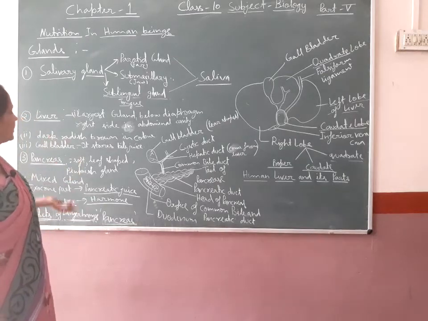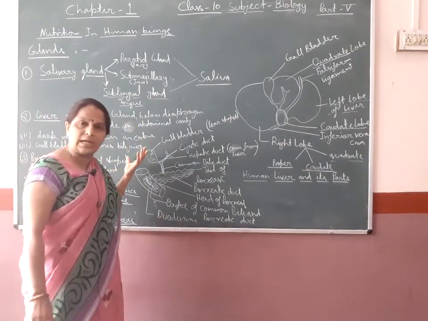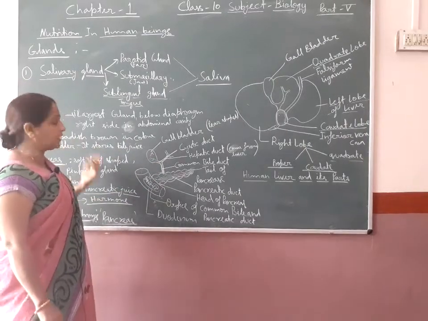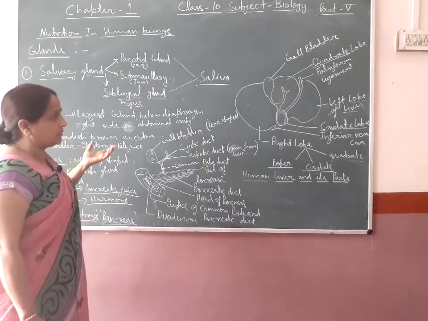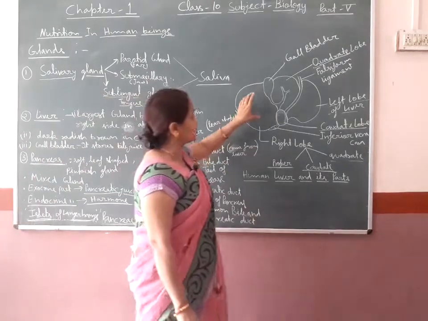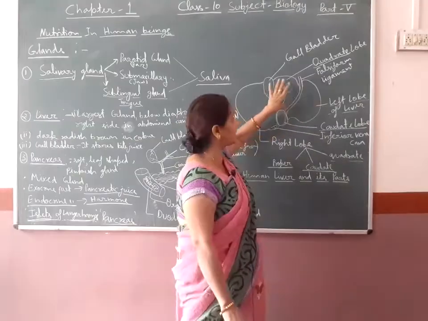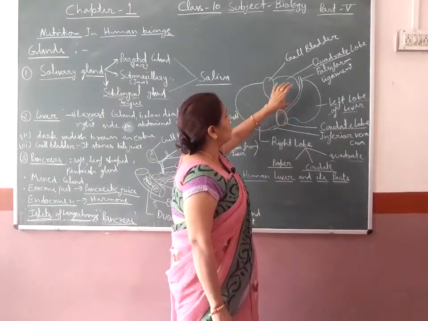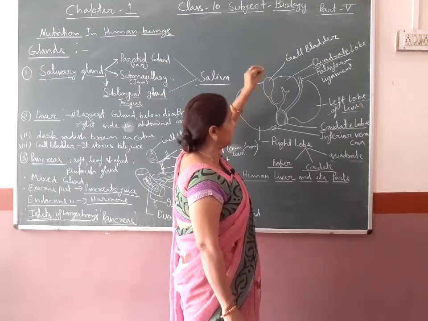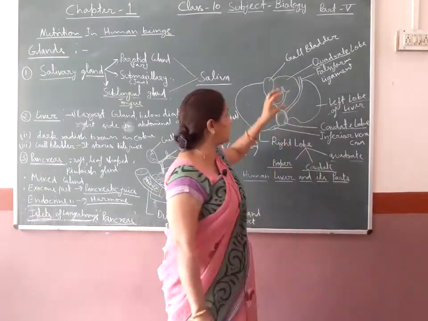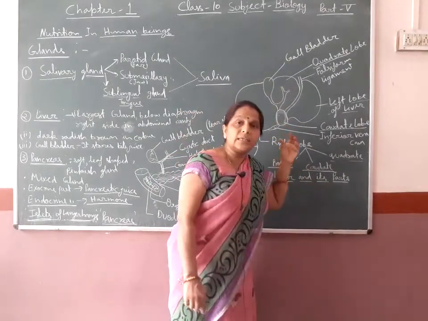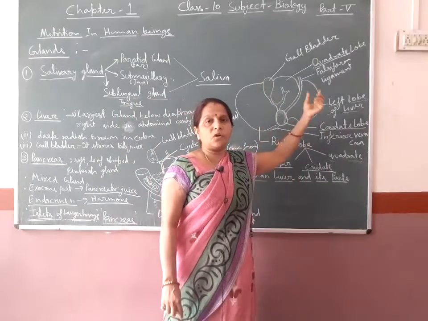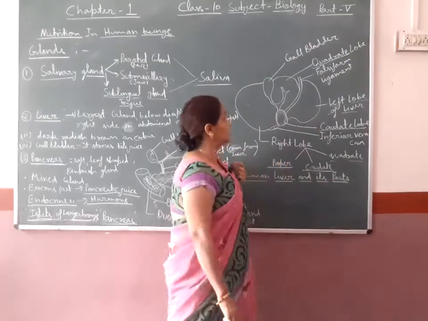The liver is the largest gland and it is present below the diaphragm, on the right side of the abdominal cavity. It is dark reddish brown in color. The liver is made up of hepatic cells which form the bile, which is secreted to the gallbladder, and the gallbladder stores the bile. Then the bile is secreted to the duodenum.